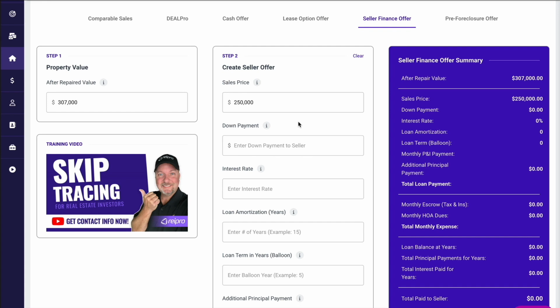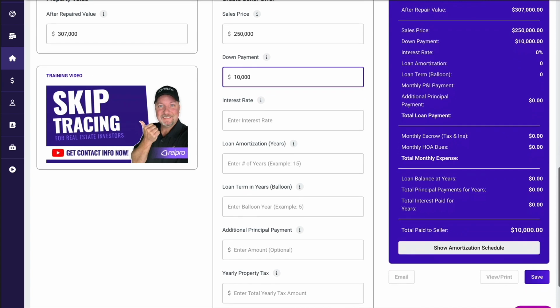Next is the down payment. Again, this will be credited to the purchase price. Now, generally, the down payment is going to be higher than a lease option down payment. But of course, you as the buyer, you want to go in as low as possible because the sellers want as much as possible. In this example, I'm going to put $10,000.